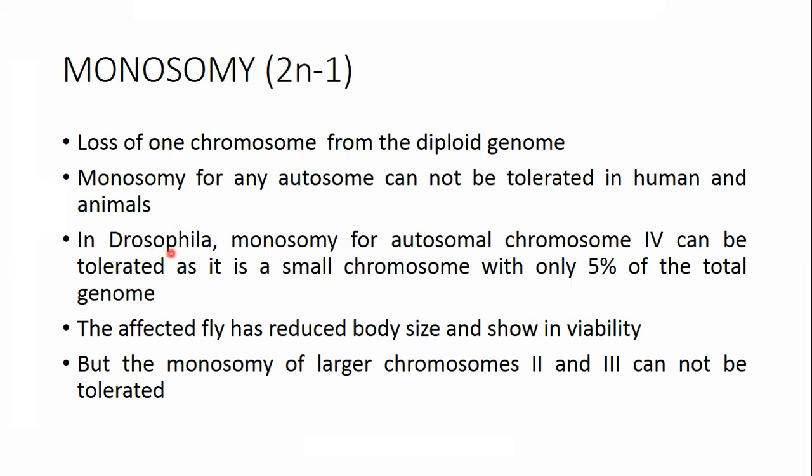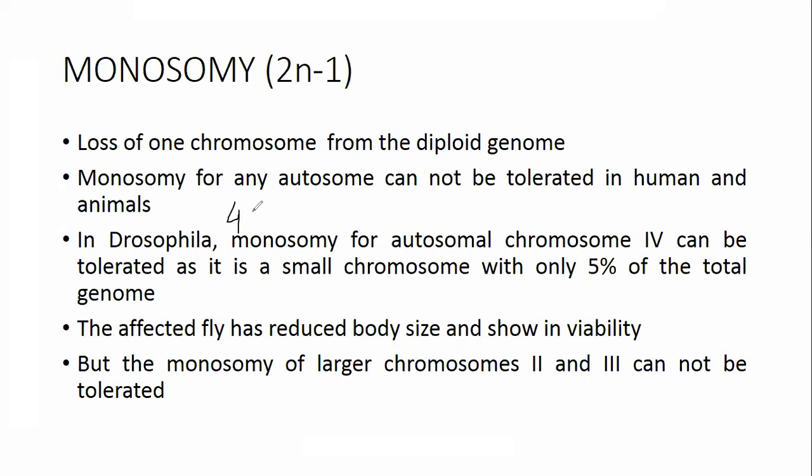In Drosophila melanogaster, monosomy for autosomal chromosome 4 can be tolerated as it is a small chromosome with only 5% of the total genome. So Drosophila contain 4 pairs of chromosomes, and out of these 4 pairs, 3 are the autosomal pairs and 1 is the sex chromosome pair.